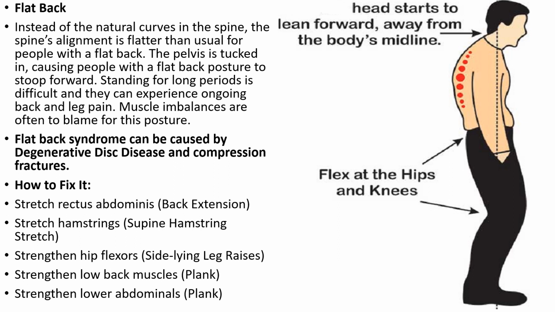Flat back syndrome can be caused by degenerative disc disease. Actually, this is the bone disc problem and compression fractures. It may be some fractures, it will be there. We must fix it. How to fix it? Stretch rectus abdominis, back extension, stretch hamstrings, supine hamstring stretch, strengthen hip flexors, side lying leg raises, strengthen low back muscles, strengthen lower abdominals.